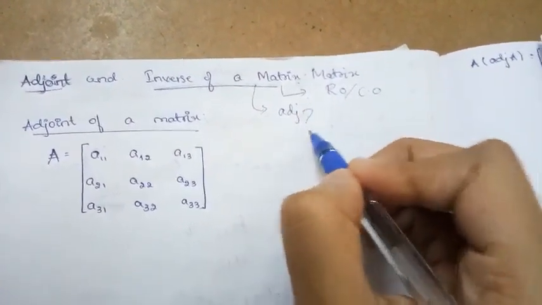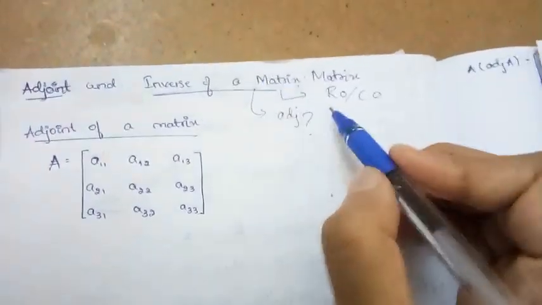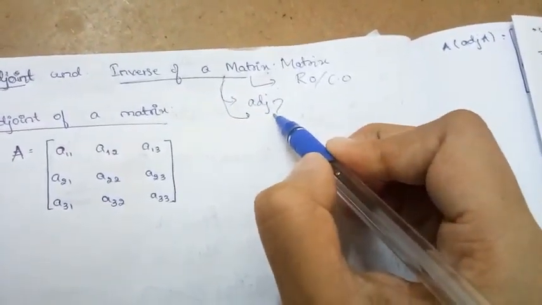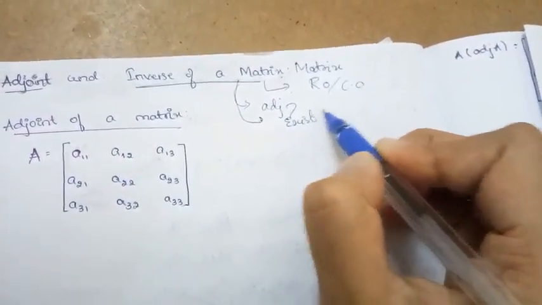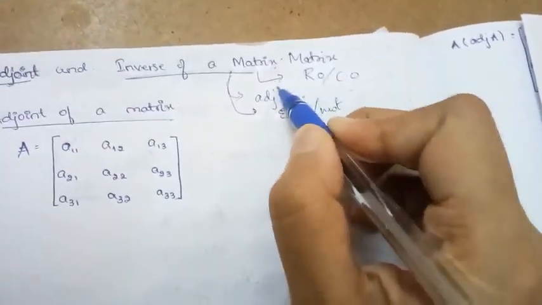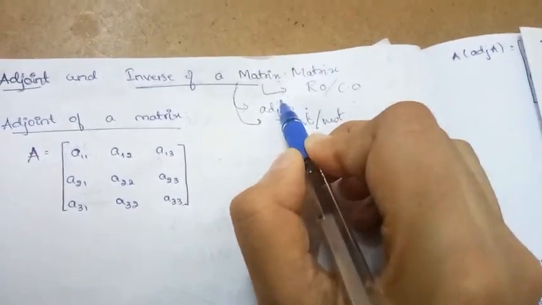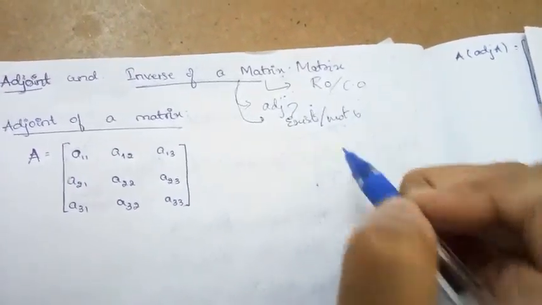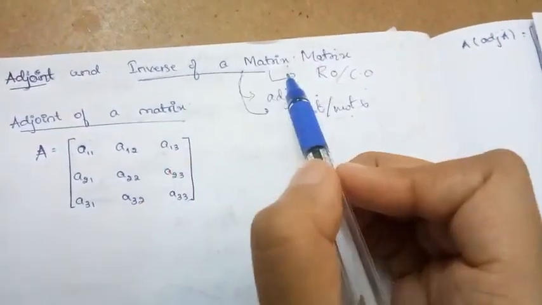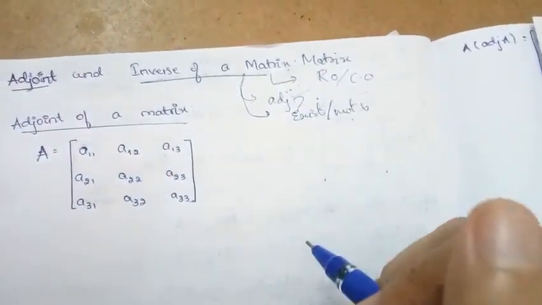Let us come to know what is this adjoint first, and also whether the inverse exists or not. Whether the inverse exists or not, we are going to study here. If it exists, only then are we proceeding to find the inverse. If it is not existing, we are going to stop there itself. So here we are finding the inverse of a matrix with the help of adjoint of a matrix.